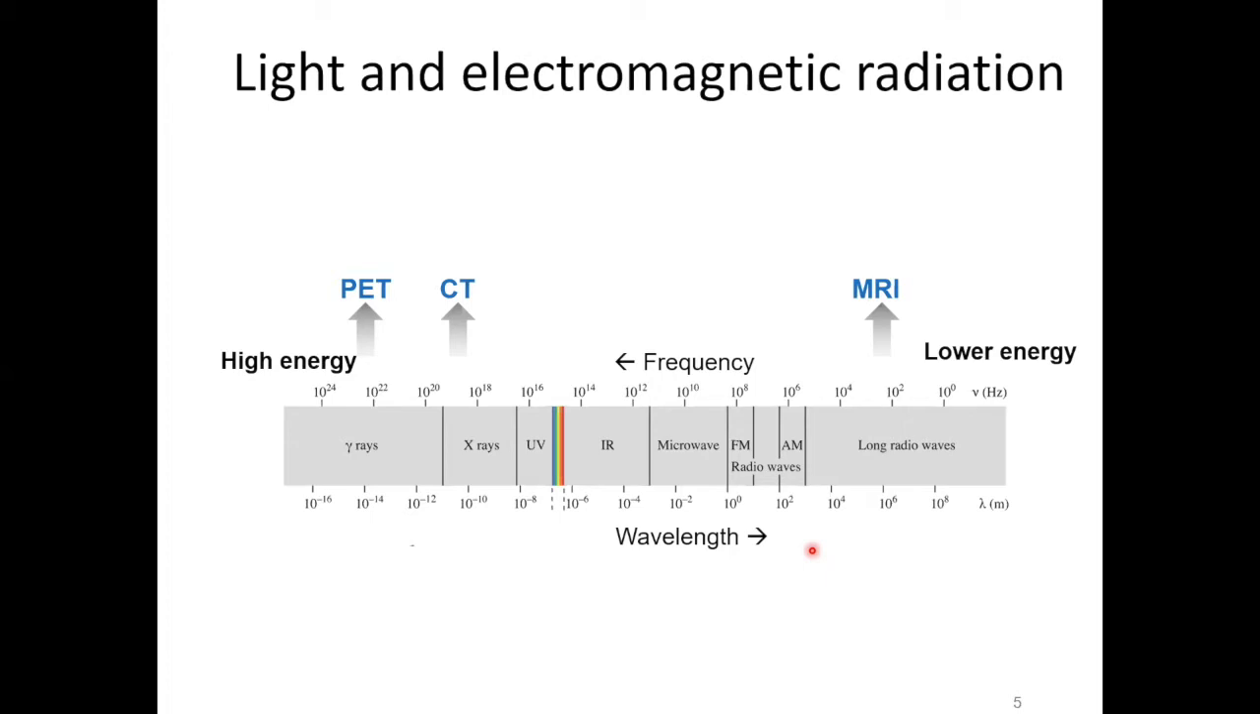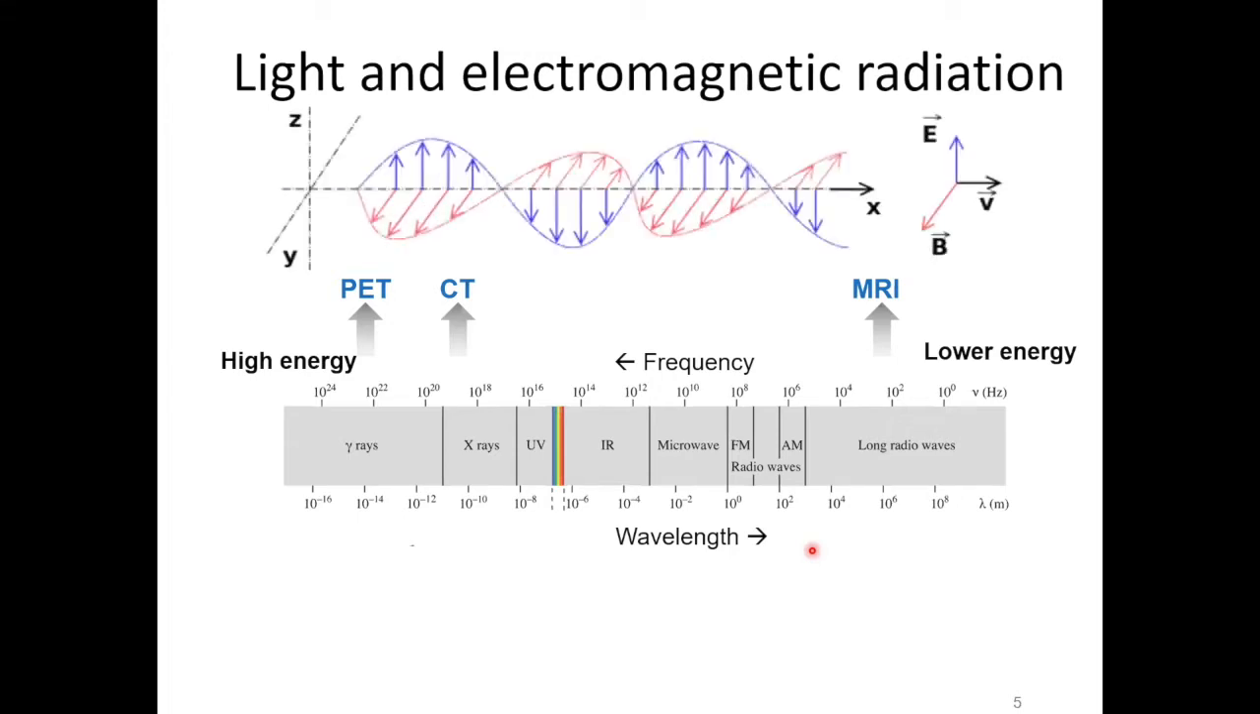Just to get everyone on the same page, light represents one type of electromagnetic radiation, meaning that it's comprised of oscillating electrical and magnetic fields, which are orthogonal to one another and orthogonal to their propagating direction. Light actually encompasses a relatively narrow region of the electromagnetic spectrum. There are a whole bunch of other ones, from X-rays to long radio waves.